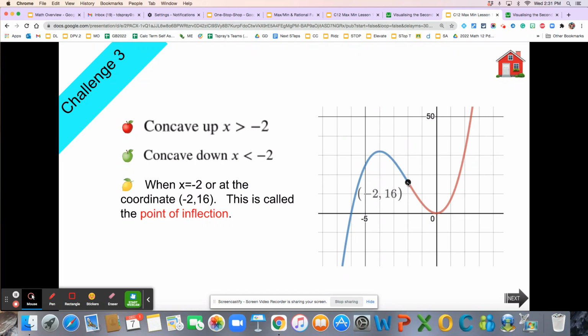As you go through this video, please pause at the start of each challenge to give it a go on your own first and then compare with what I'm thinking.